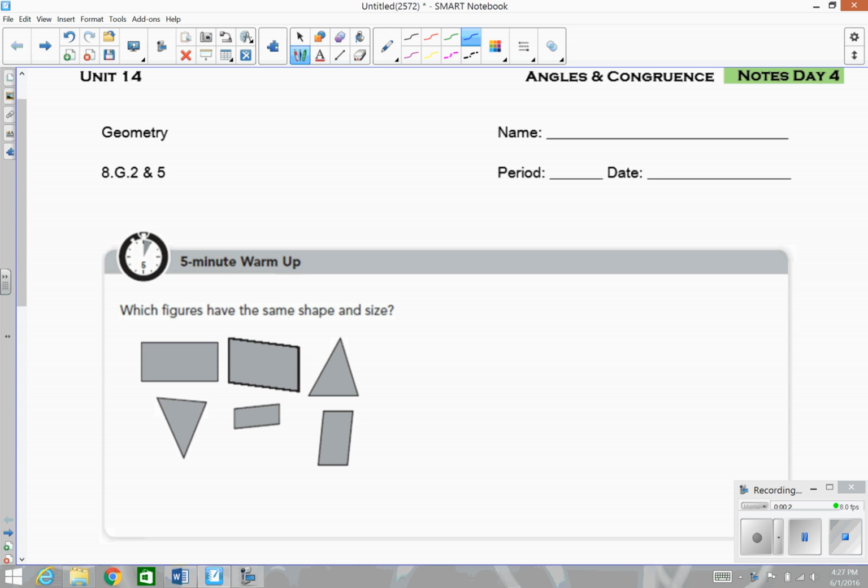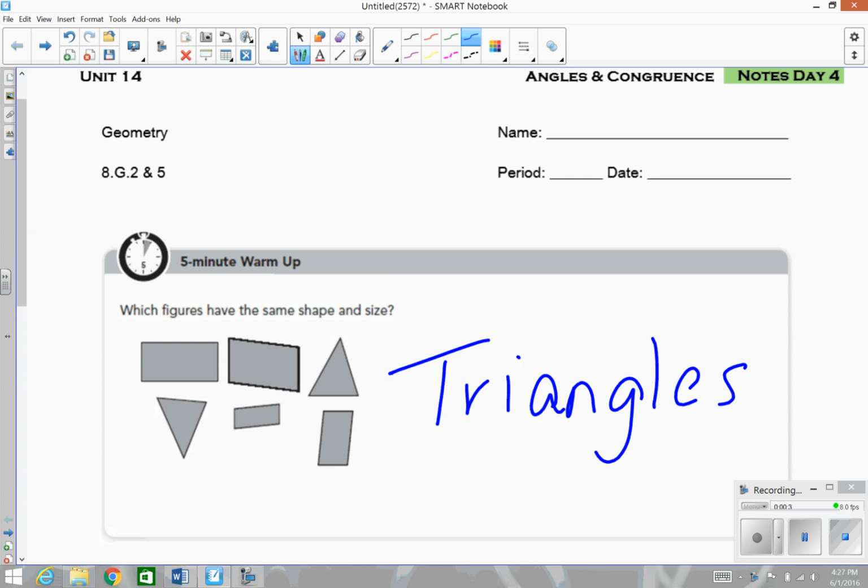Well, the only ones that are the same shape and also happen to be the same size are your triangles. And that's the perfect introduction to today's topic.